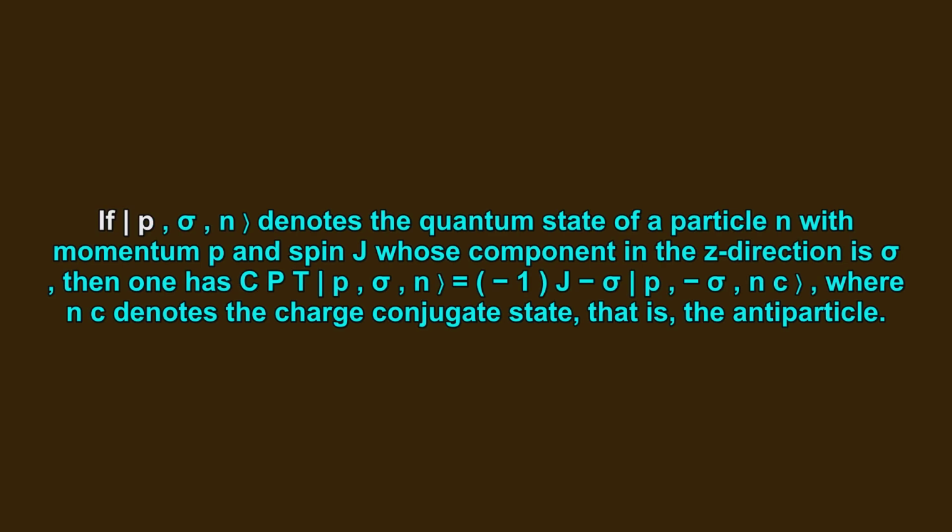If |p, σ, n⟩ denotes the quantum state of a particle n with momentum p and spin j, whose component in the z direction is σ, then one has CPT|p, σ, n⟩ = (−1)^(j−σ) |−p, −σ, nᶜ⟩, where nᶜ denotes the charge conjugate state, that is, the antiparticle.